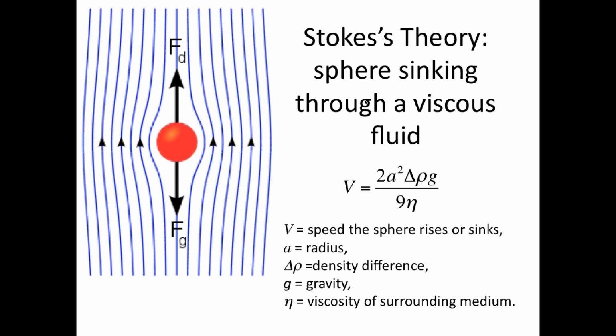And some of this makes sense. Obviously, the more dense the sphere, the faster it'll go. Obviously, change the sign, it'll go up or it'll go down depending upon the sign of this. It depends on gravity; put it on Jupiter, it'll go faster. And it depends on the viscosity. You drop something into honey, it sinks slowly. You drop it into water, and it sinks more rapidly.